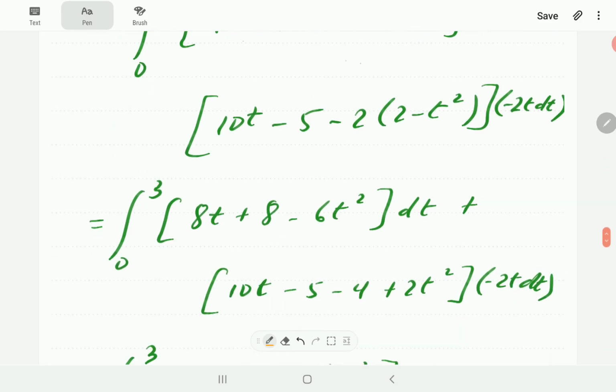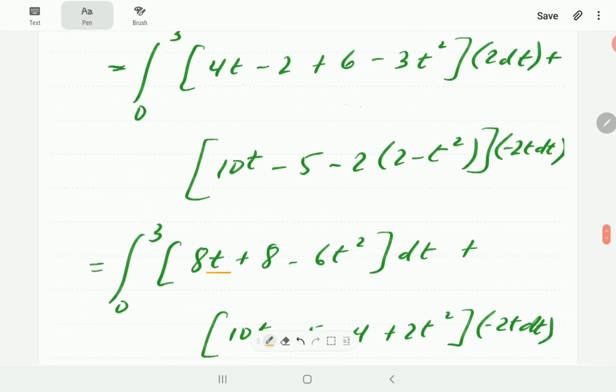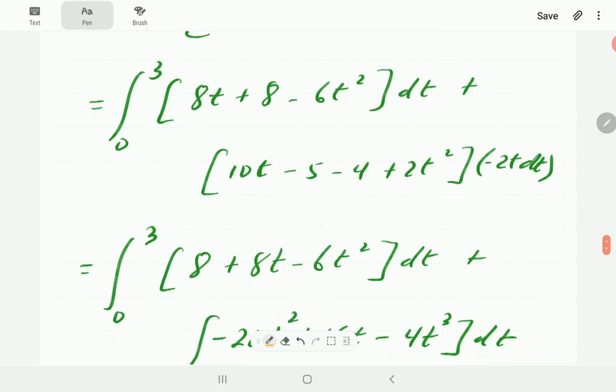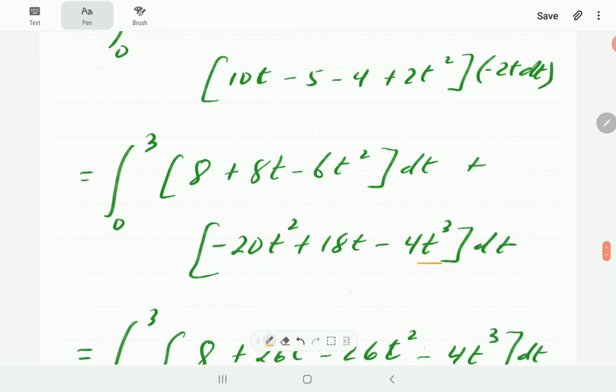We'll further simplify, so the first term, multiplying by 2 here, is going to be 8t. This is 4 times 2, which is 8. That is going to be 6. Remove brackets here, that's what we're going to have, and then multiply through by negative 2t. That term is going to be like that.